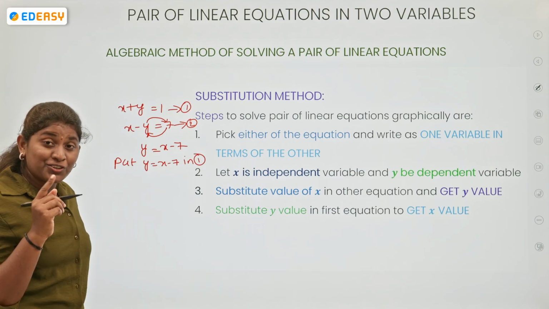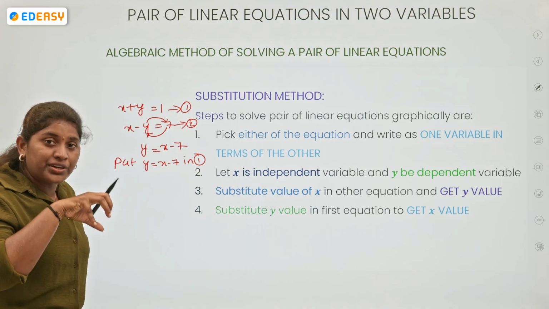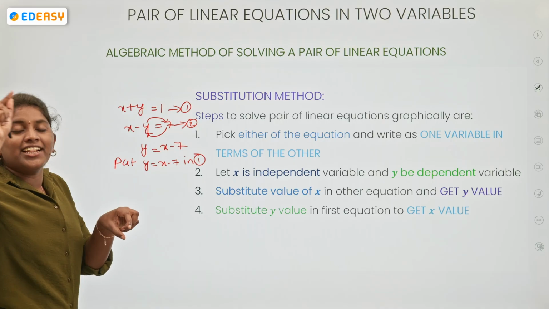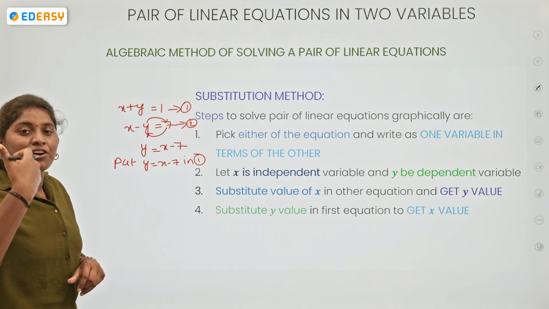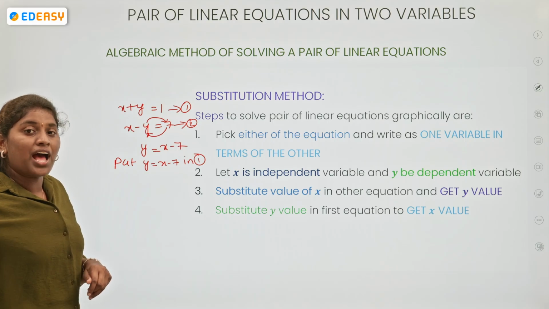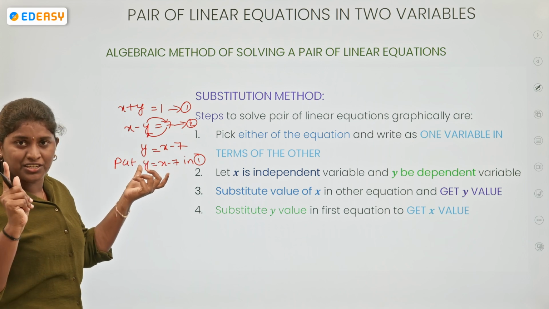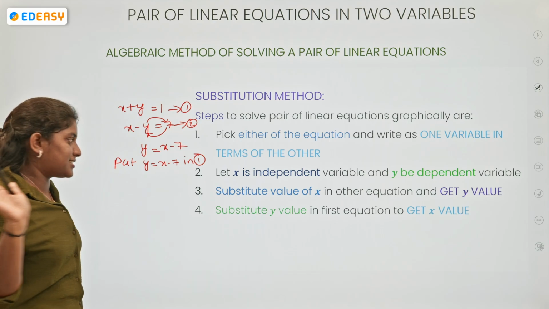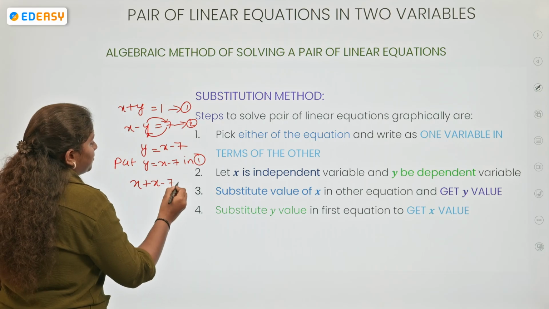Okay, now do you understand why we call this the substitution method? Because we are substituting the value of y we got from the second equation into the first equation. We are just replacing one variable's value from one equation into the other equation. It's very simple. We are putting the y value, which we got in terms of x from the second equation, into the first equation.